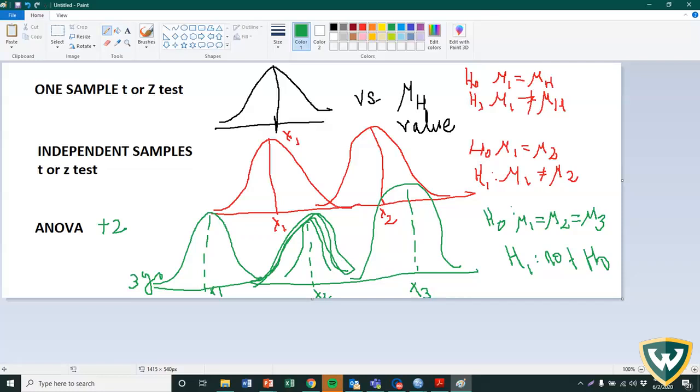For calculation, we're going to calculate sums of squares for treatment divided by degrees of freedom for treatment, and then we're going to divide that by sums of squares of error divided by degrees of freedom of error. I'm going to show you how the calculation is done for sums of squares calculations.